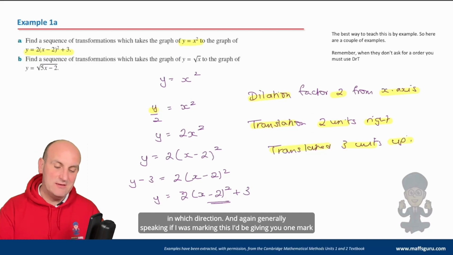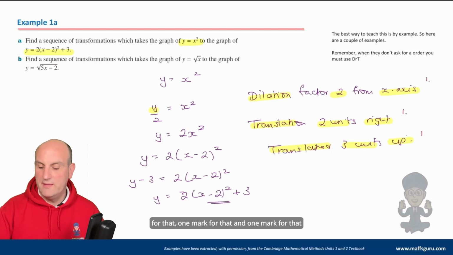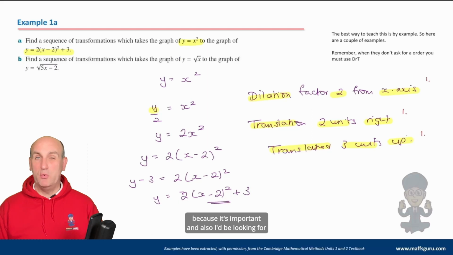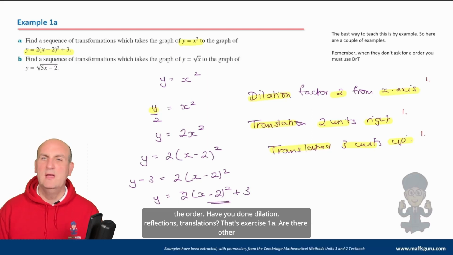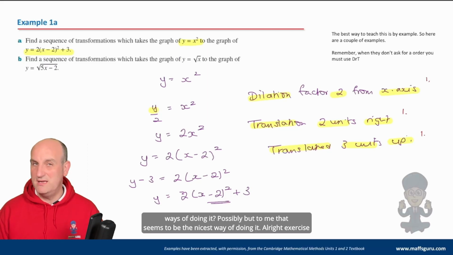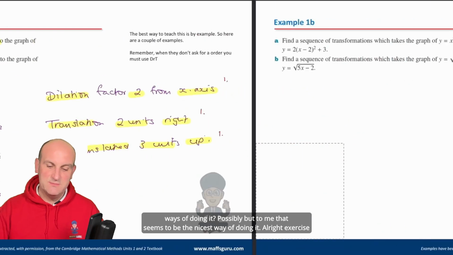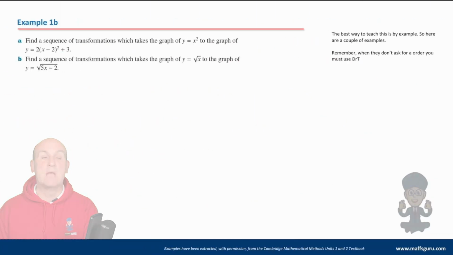Generally speaking, if I was marking this, I'd be giving you 1 mark for that, 1 mark for that, and 1 mark for that, because it's important. And also I'd be looking for the order. Have you done dilations, reflections, translations? That's exercise 1A. Are there other ways of doing it? Possibly, but to me, that seems to be the nicest way of doing it. All right, exercise example 1B.